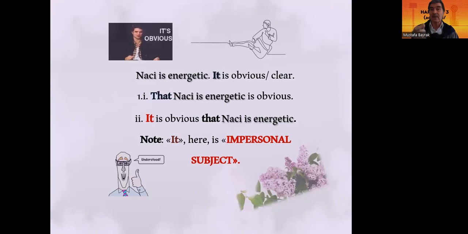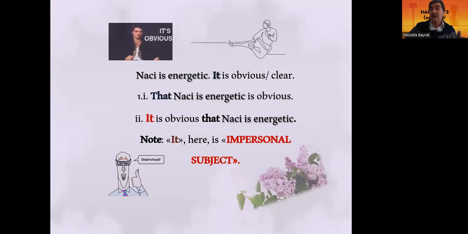For example, George is energetic. My neighbor is energetic. I am energetic. So that Naci is energetic is obvious. So that Naci is energetic, this is the situation. We use it here as an impersonal pronoun or impersonal subject. It is obvious that Naci is energetic. Okay? It is obvious that Naci is energetic.